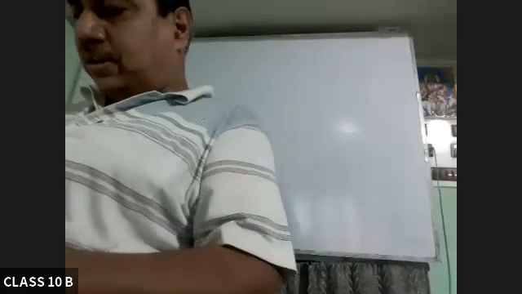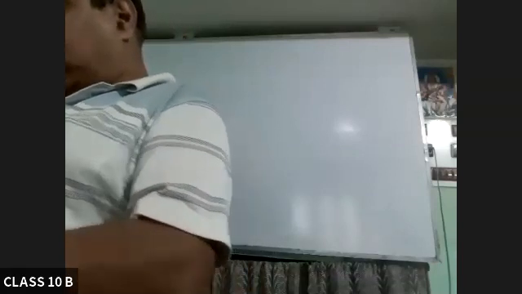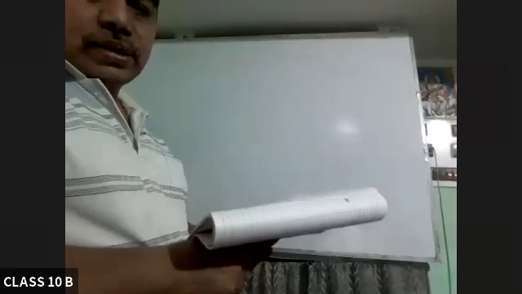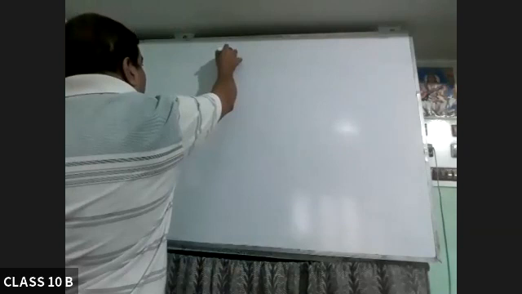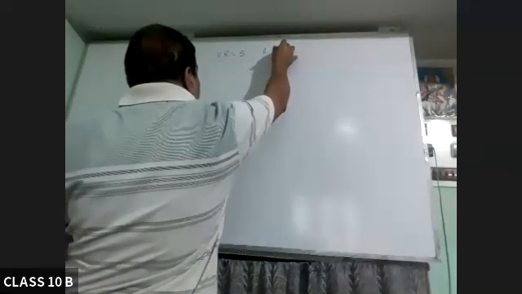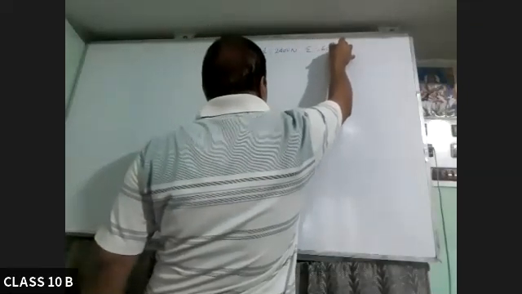Number 6 was a block and tackle system of 5 pulleys used to lift a load of 2400 Newton by applying an effort of 600 Newton. So here total number of pulleys is 5 and effort is applied in downward direction. That means velocity ratio will be 5. Load is 2400 Newton. Effort is 600 Newton.